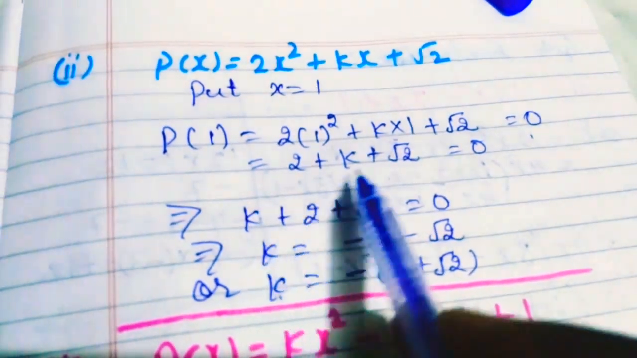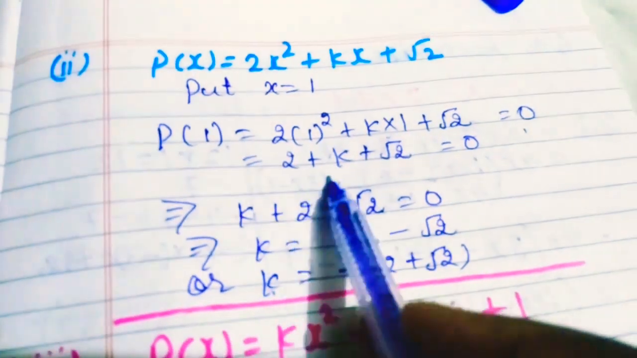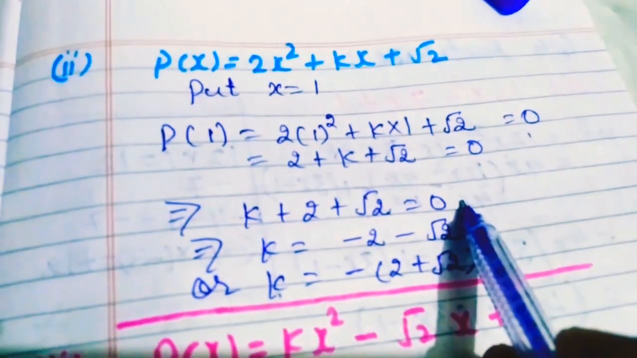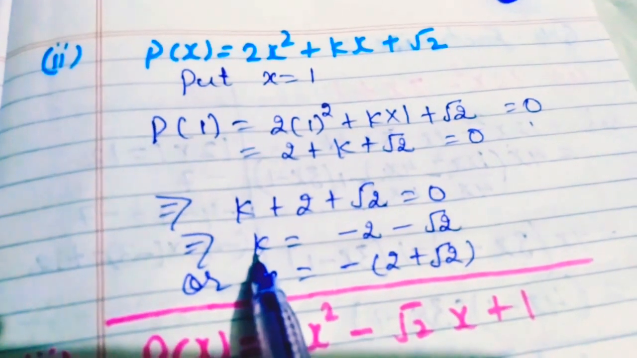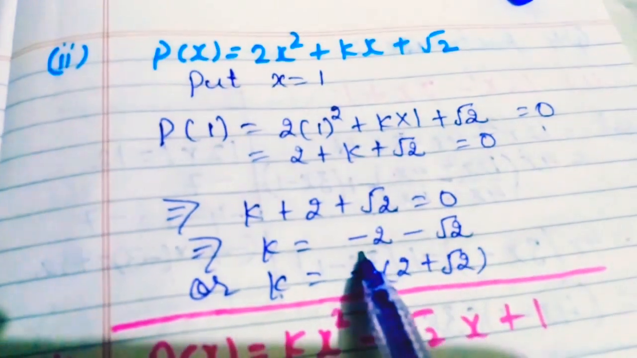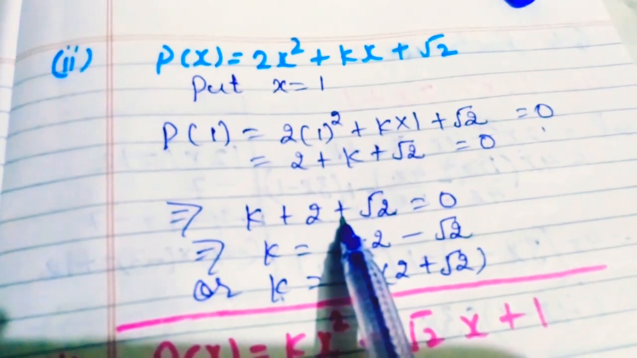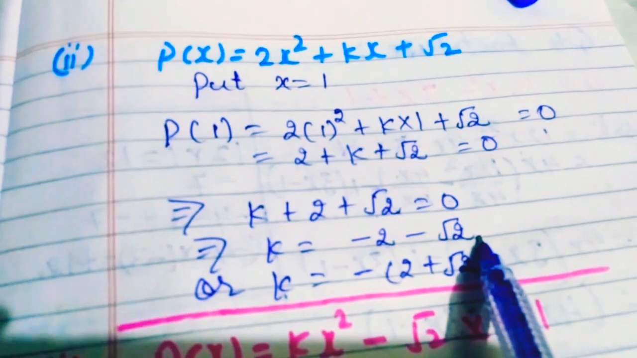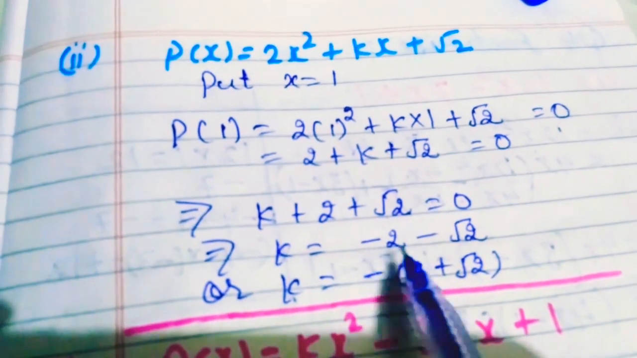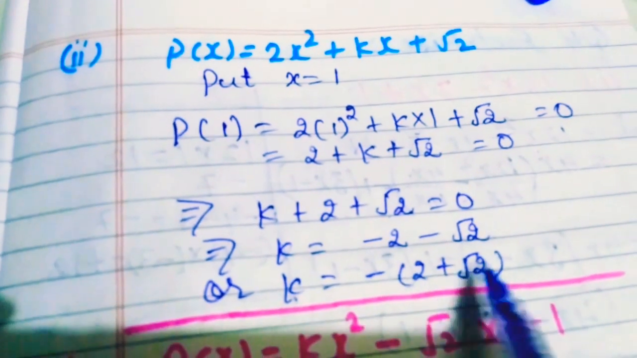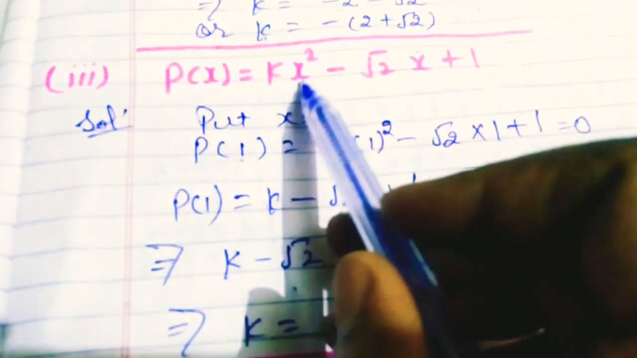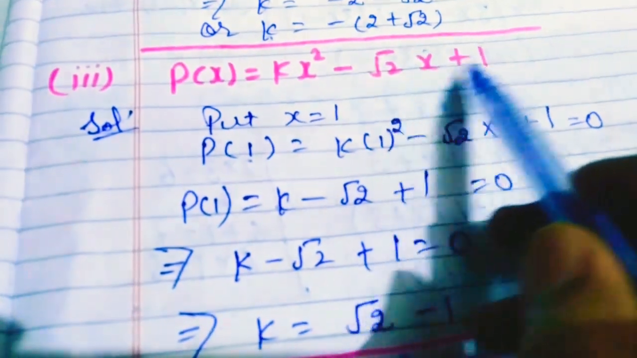This implies k, we can write k here and 2 plus root 2 as constant numbers, equal to 0. Then what is the value of k? k equal to, here is plus 2, then on this side it will become minus 2. And here is plus root 2, on this side this will become minus root 2. Therefore, you can write k equal to minus, taking minus common, what is left? 2 plus root 2.